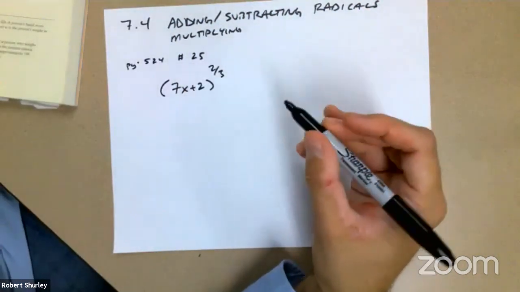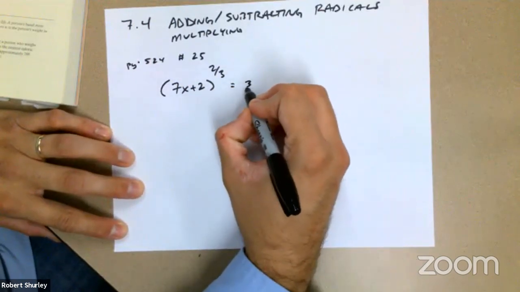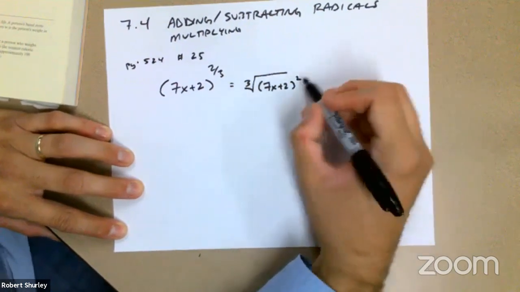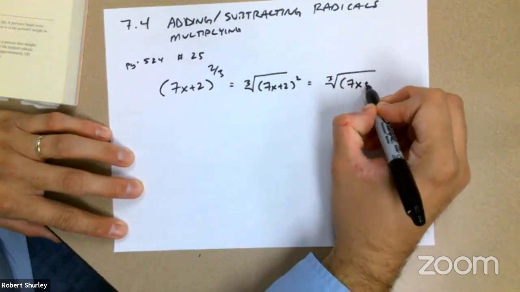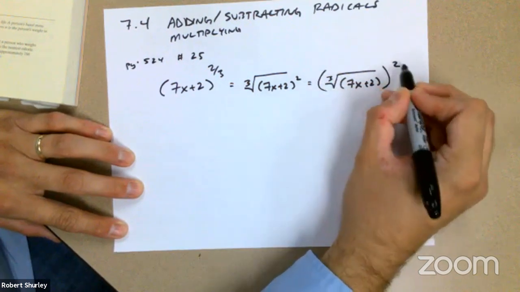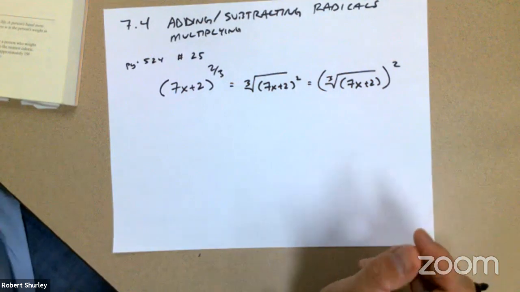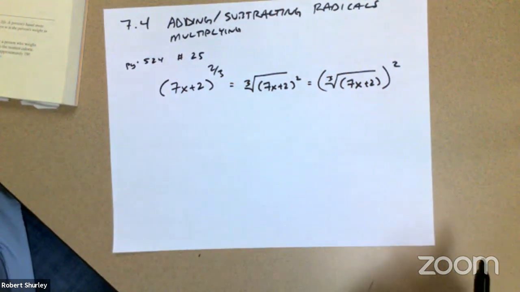So there's two answers here, right? Remember, the denominator is the root. So it's the cube root of 7x plus 2 squared, or you could write it as the cube root of 7x plus 2 and then square that whole thing. Either one of those is fine. It just looked goofier because it was a binomial instead of just a single term. Not a big deal.